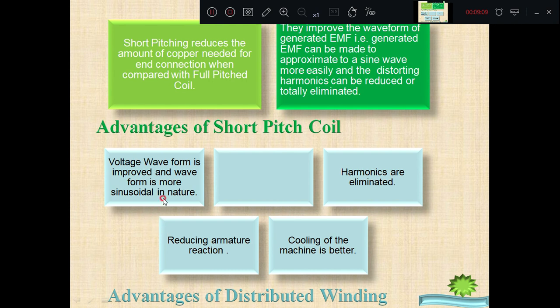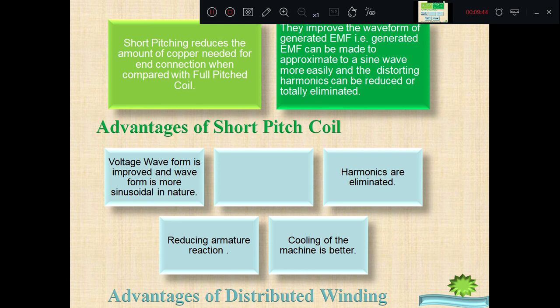Another type of winding we use is the distributed winding. Distributed winding means the conductors are placed in a number of slots distributed over the stator. There is also another winding called concentrated winding, where instead of distributing the conductors in different slots, they are bunched together in one particular slot under one pole. In a concentrated winding we get more generated voltage compared to the distributed winding.